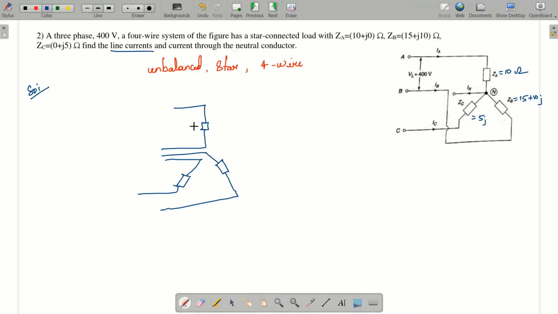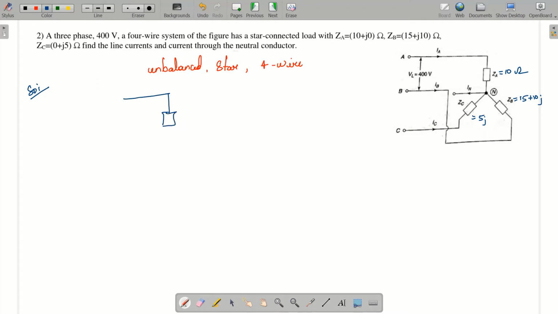Very easy problem. Listen carefully, you can consider it this way. Before going to that, tell me what is the voltage across the phases. If you find the voltage across the phases, then it will be easy for you. Consider ZA. What is the voltage here? How are you going to connect here?